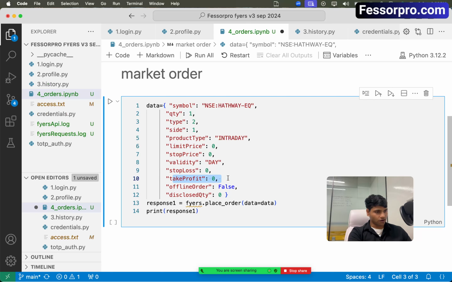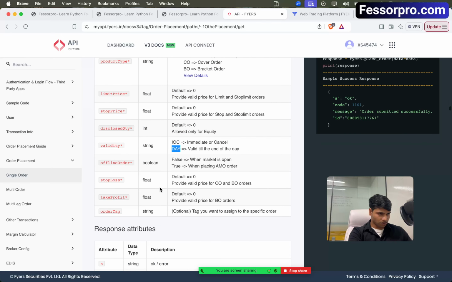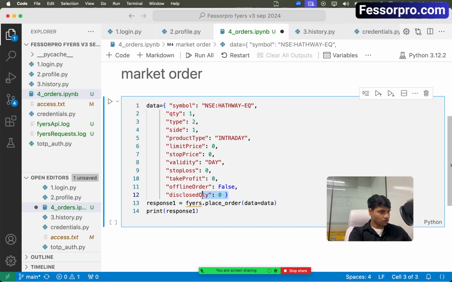You have to write those for cover order and bracket order. Then offline order is equal to false. I don't know what this offline order is. It says false when the market is open, true when placing an AMO order. I'm not that sure about this. You can research about it. Then disclose quantity is 0.